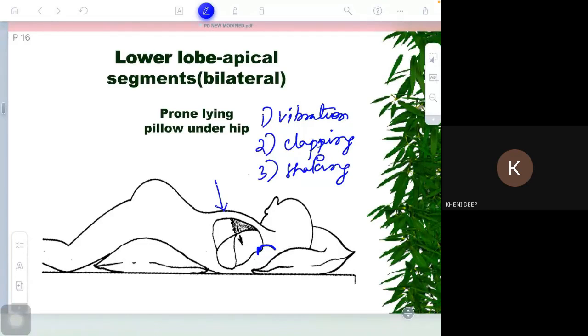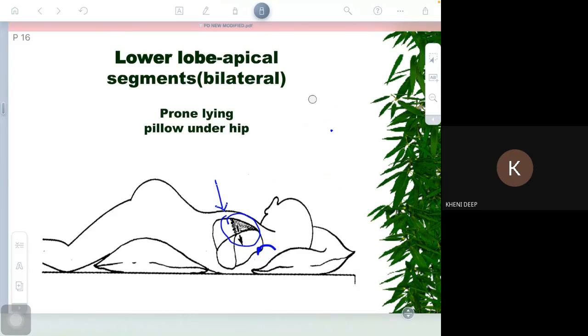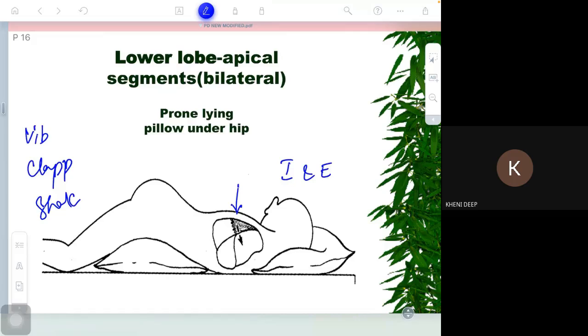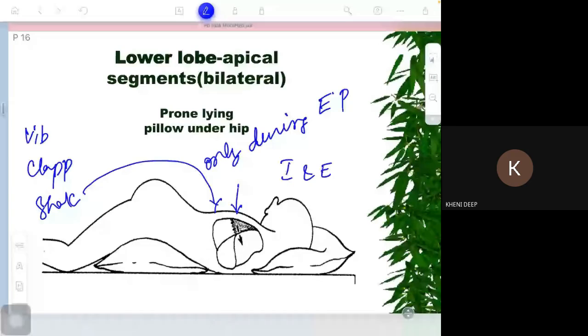Vibration you will perform on the chest wall both during inspiration and expiration. Clear? Both during the inspiratory phase and expiratory phase. That is at any time during the phase of breathing, you can do vibration. And clapping also you can perform anytime during inspiratory and expiratory phase. But shaking you will perform only during the expiratory phase. Question is what? Why? What is the reason?